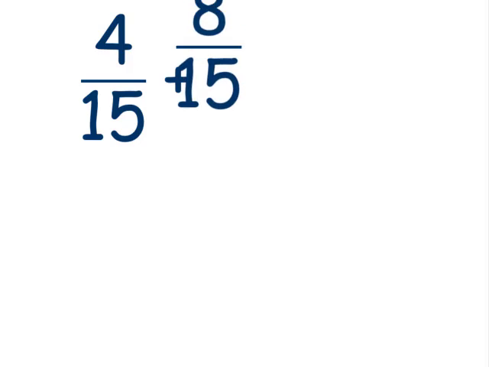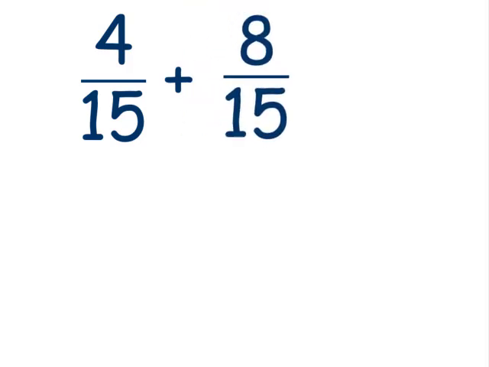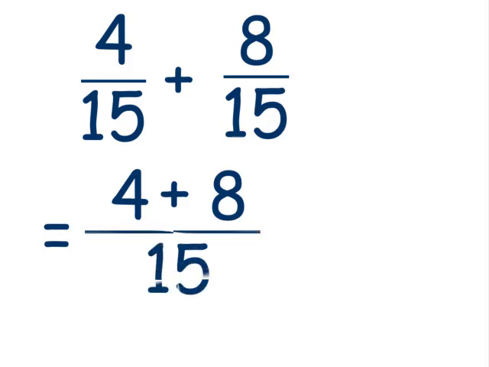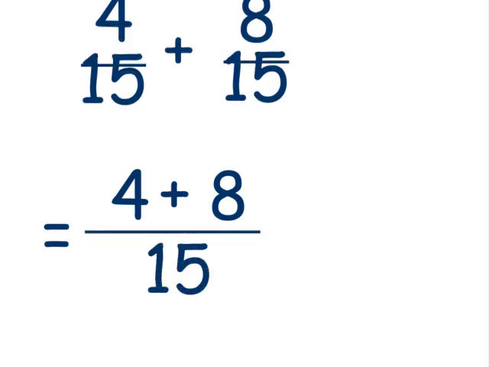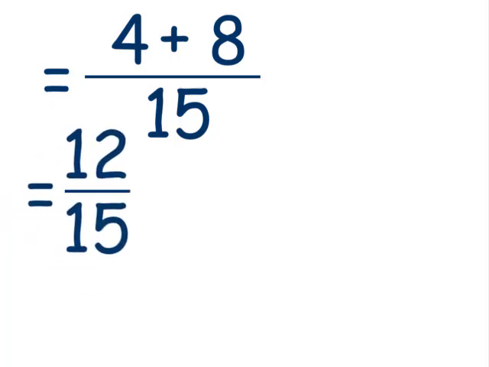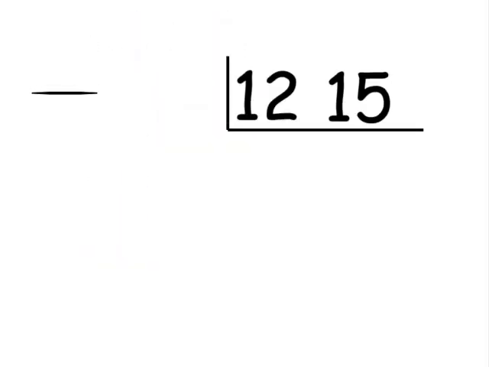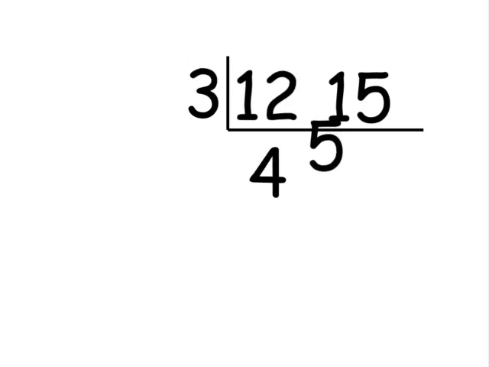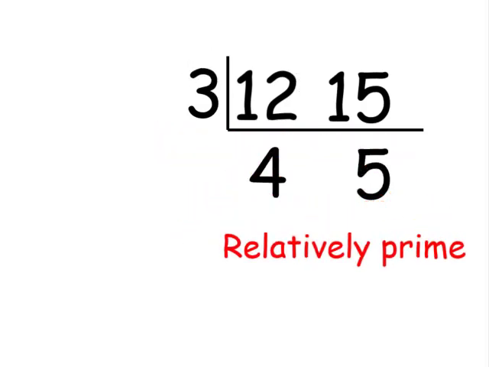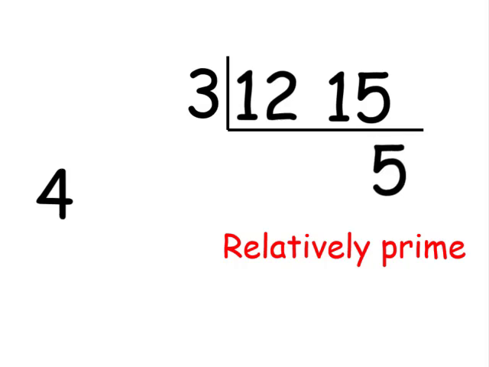4/15 plus 8/15. Again, our denominators are the same, so we can add our numerators and place it over the denominator of 15. 4 plus 8 is 12, so our answer is 12/15, which needs to be reduced. 3 goes into both 12 and 15 evenly. 4 and 5 are relatively prime, so our answer is 4/5.